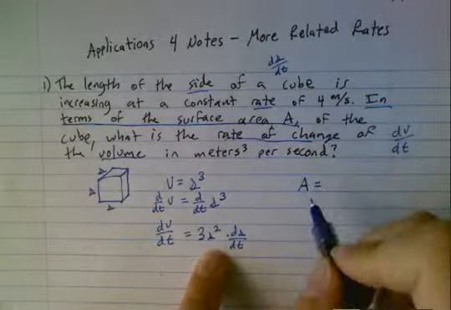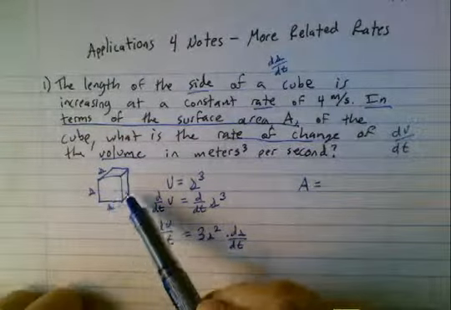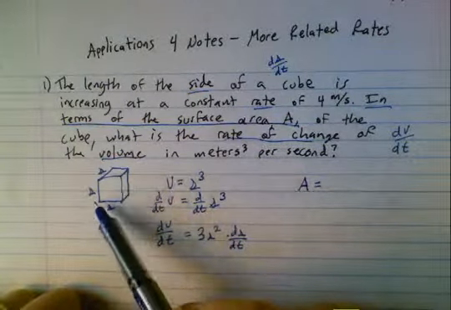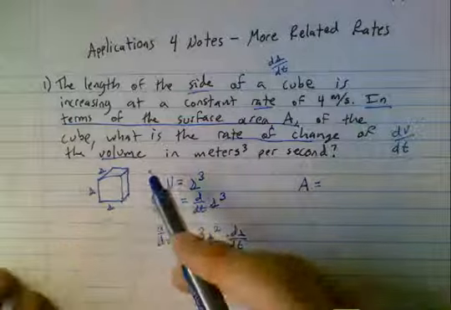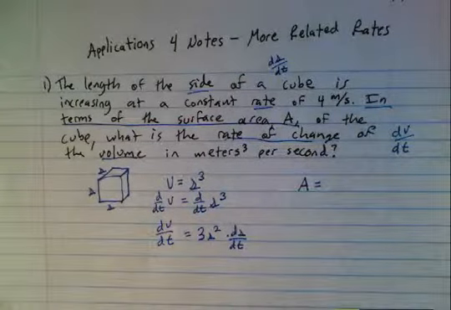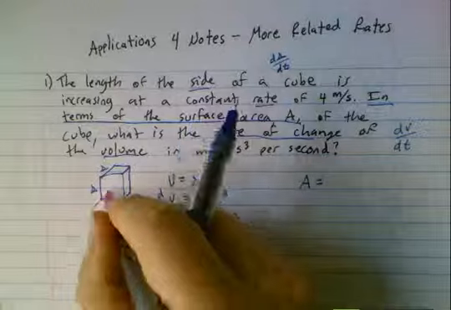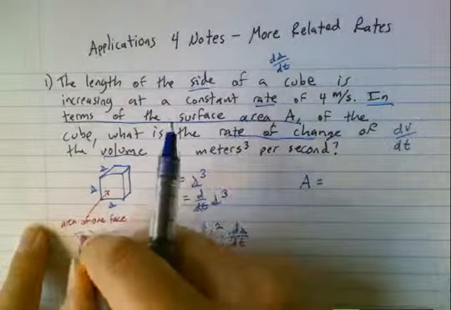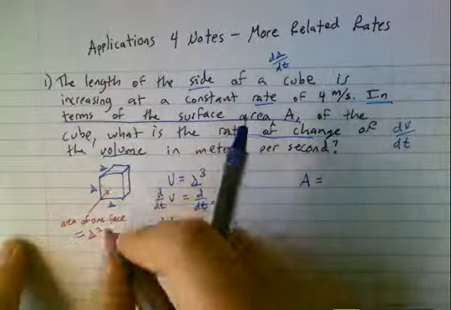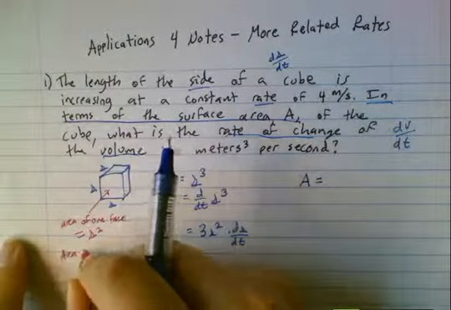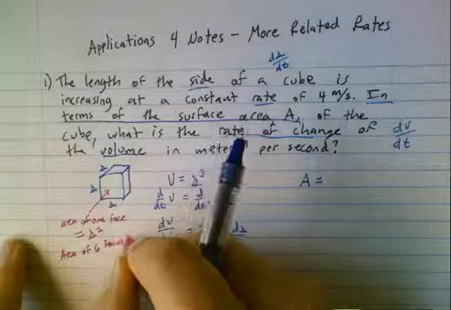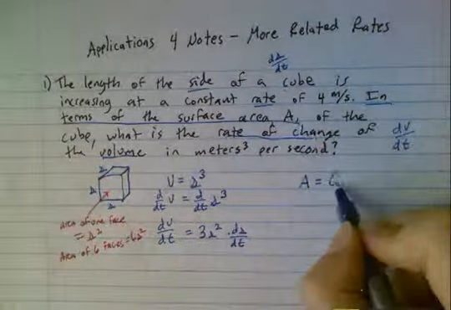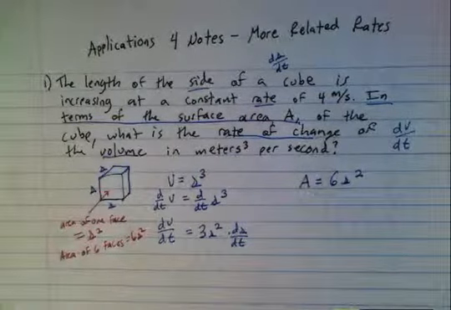So surface area of a cube, let's see, if we take a cube, imagine like a dice or something, or a die, it has 6 faces, and each of those faces is a square. So the area of one face is s squared. So the area of all 6 faces is 6s squared. So that means the surface area is 6s squared.